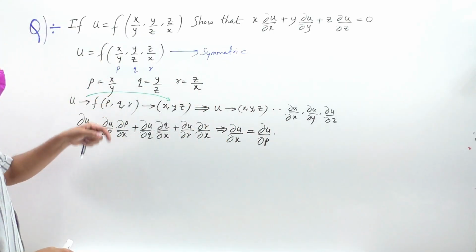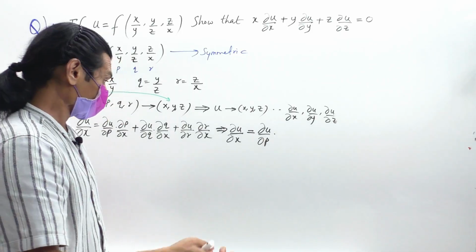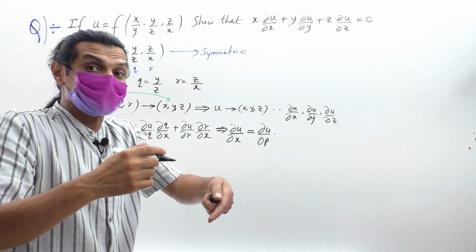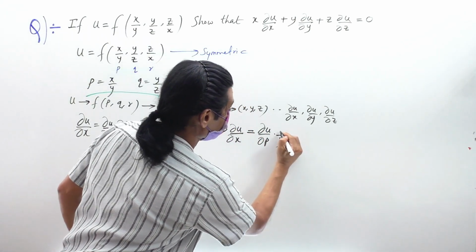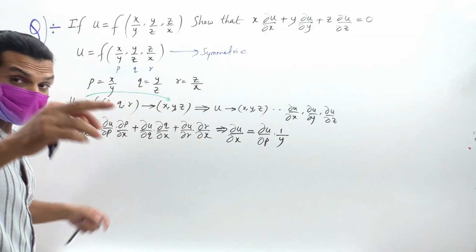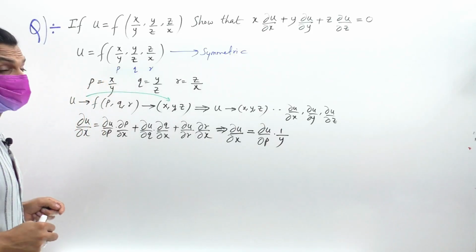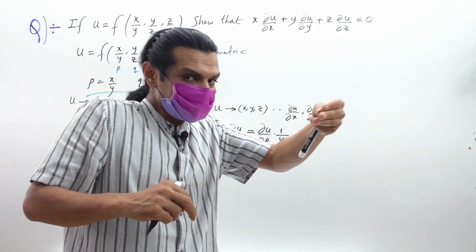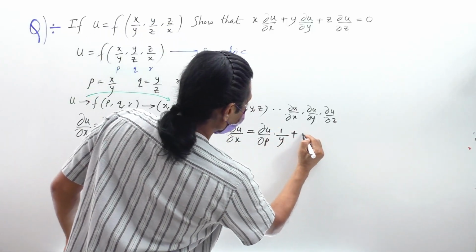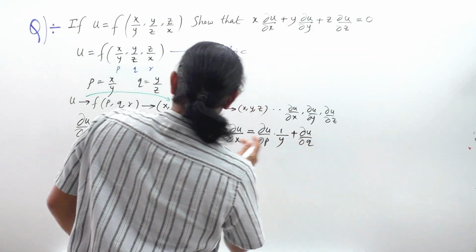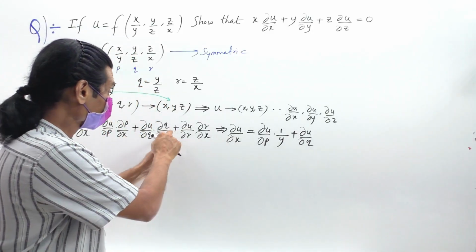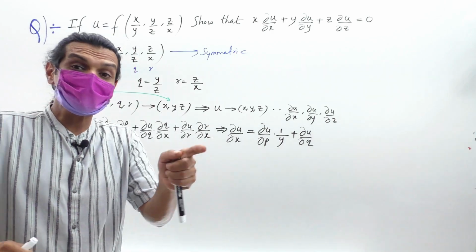Dou p by dou x, what is p? P is the fraction x by y. Dou p by dou x of x by y, so y is down. Differentiation of x is 1. We are partially differentiating, be careful here, listen carefully. We are partially differentiating with respect to x here. So 1 by y as it is, x is numerator, differentiation of x is 1. Plus dou u by dou q as it is, into dou q by dou x. See, q is y by z, but we need dou q by dou x, partial differentiation with respect to x.